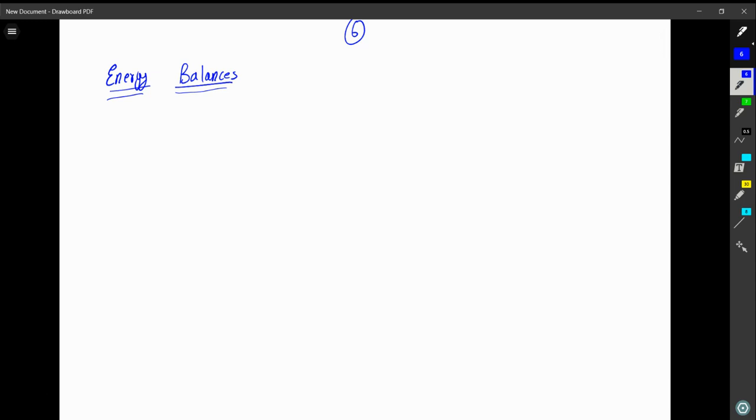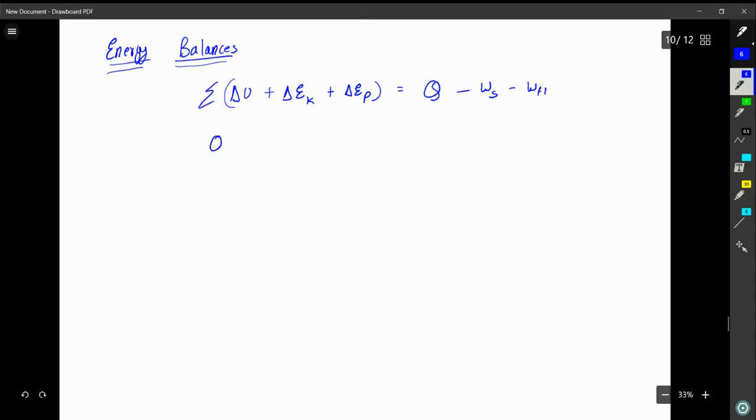So in general, there's an equation for energy balance, which is sigma delta U plus delta E kinetic plus delta E potential is equal to Q, which is heat, minus work shaft minus work flow. Now there are some conventions which you need to keep in mind.